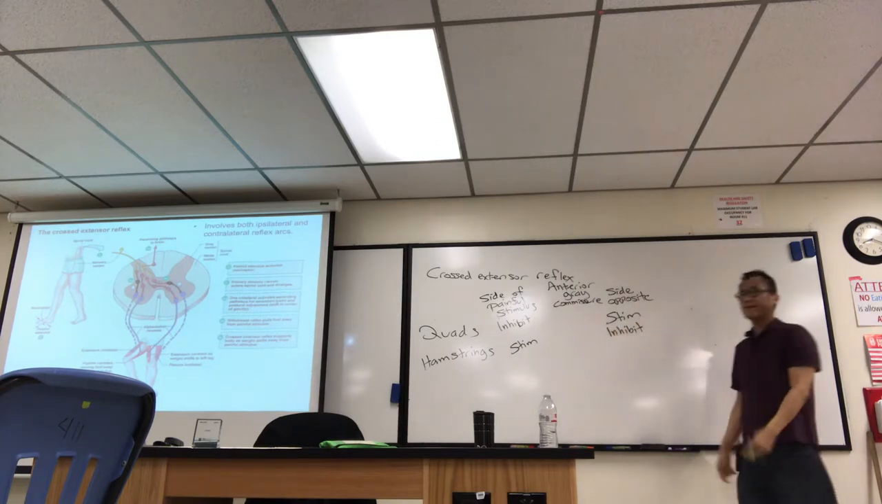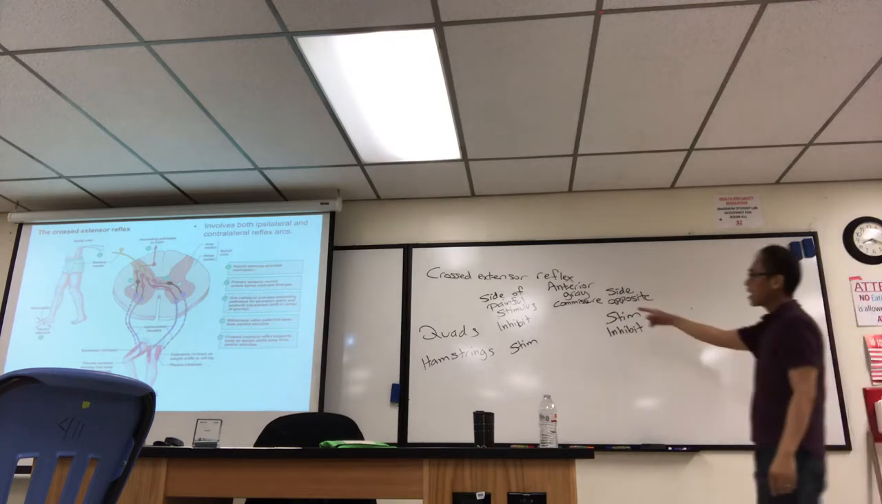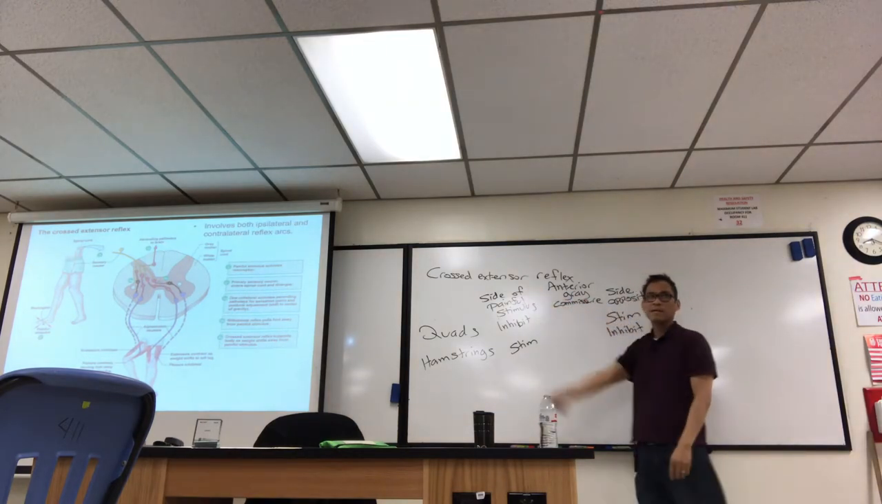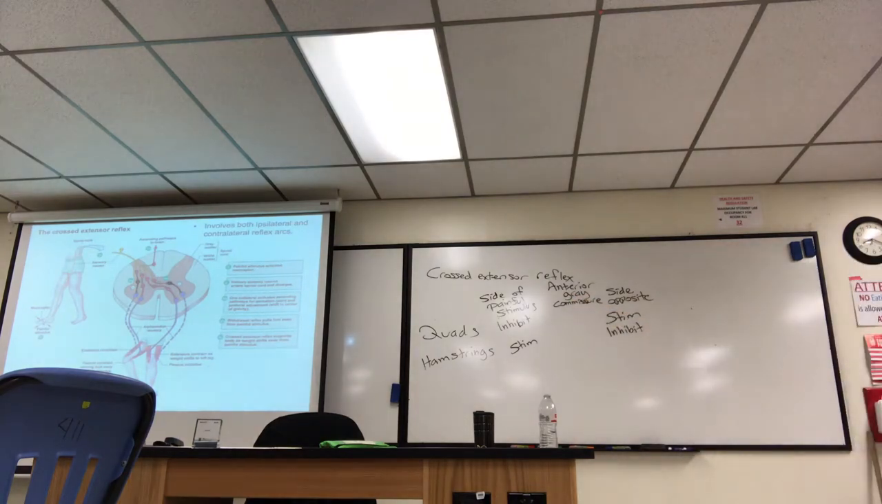Okay, that's basically it. You can kind of keep the information straight. That's crossed extensor. Always flex away from the pain, but the other side may do the opposite. Crossed extensor. You see why it's called that? The other side is the extensor. Because the gray commissure is making the other limb do the opposite. That's the reflex.